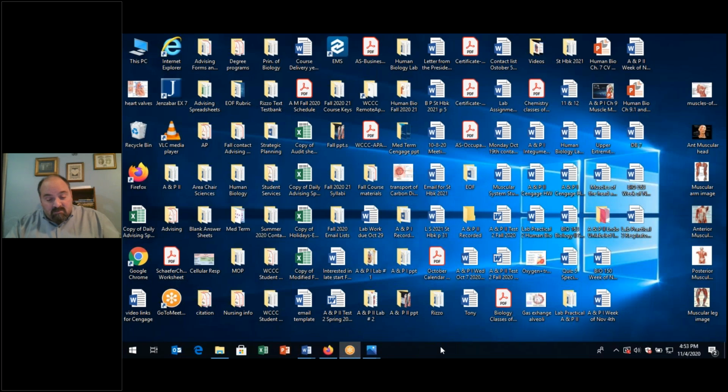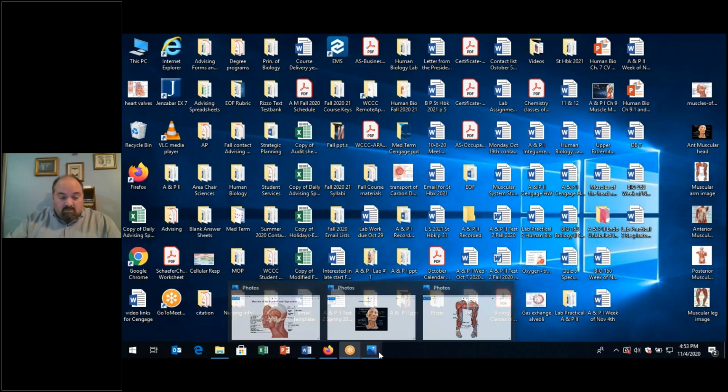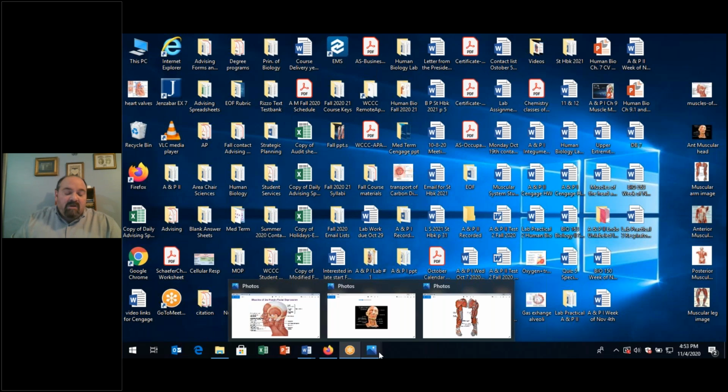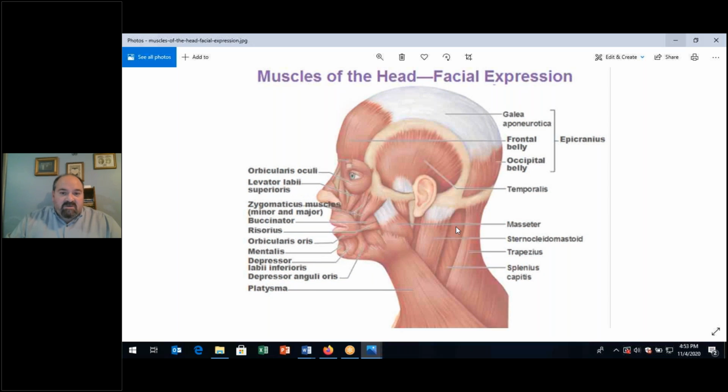Just go ahead. One quick question on the list that you have for the muscles of the head. You have listed frontalis and occipitalis. Those are the same? No, okay, so look at this image right here.